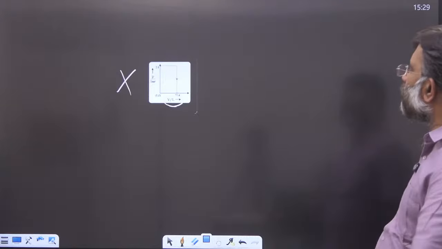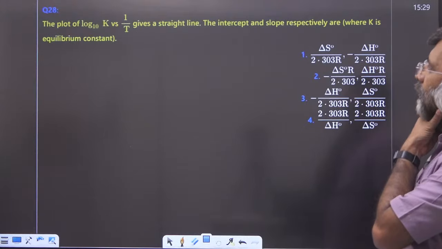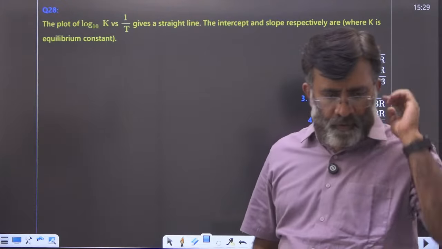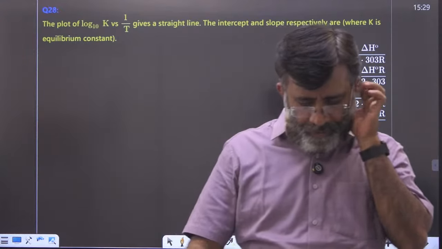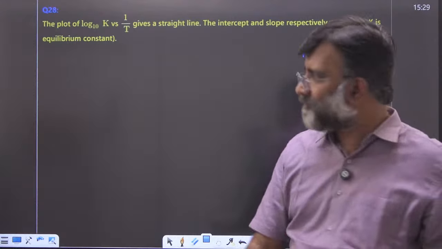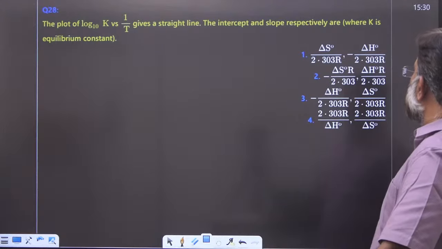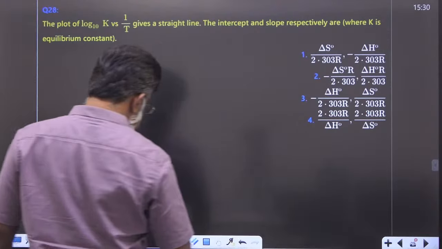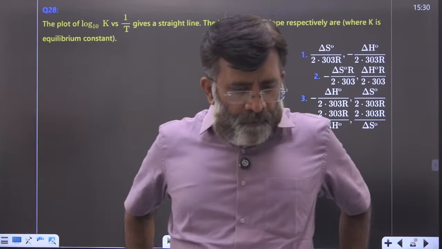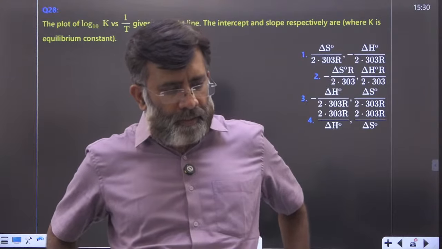Next question. A plot of log k versus 1 by T gives a straight line. The intercept and slope respectively are. This is one question with one formula. We have definitely seen it in the classes, not in the textbook, but in the materials.